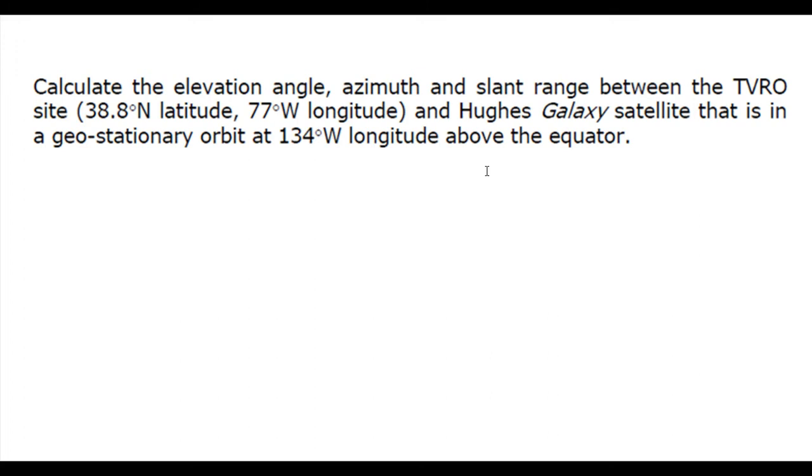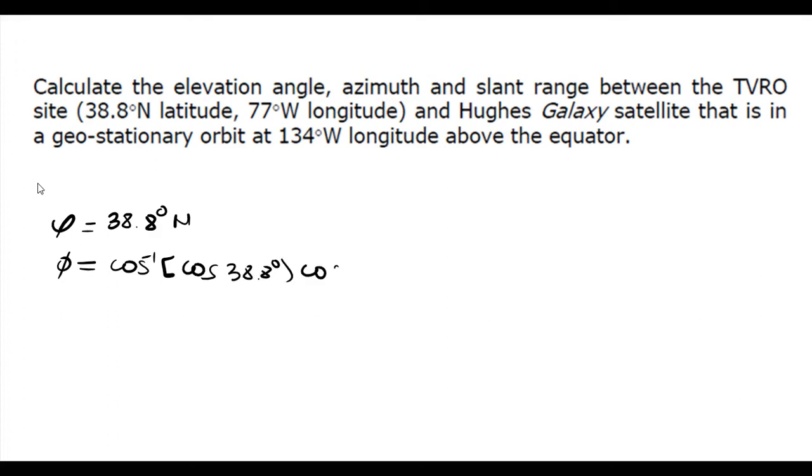Okay? So, kunin muna natin yung, ano bang pinakamadali dito? Kunin muna natin yung psi. Lagyan natin yung mga given. So, yung psi is the latitude. Binigay naman yung latitude na 38.8 degrees north. And, ano pa ba yung variable? Phi. So, yung phi natin is cosine to the negative 1 cosine psi 38.8 degrees times cosine lambda.